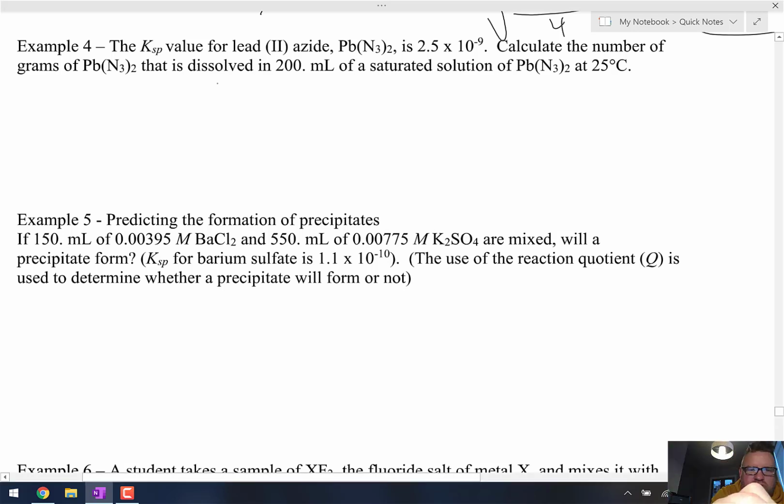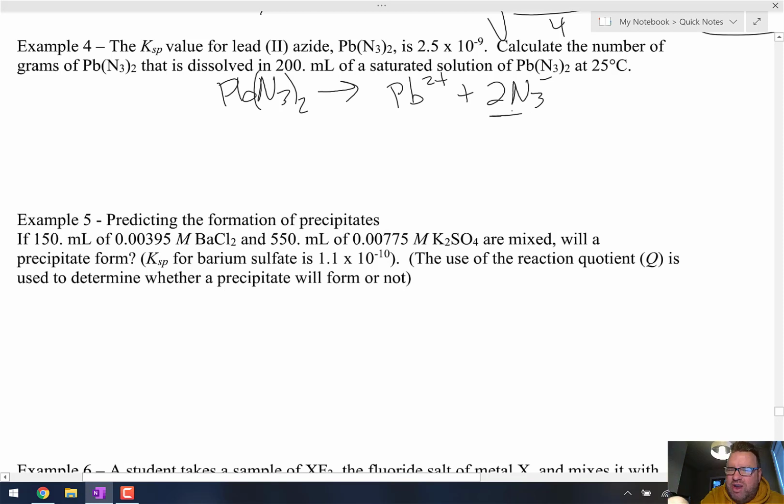So first of all, PbN32 is going to break apart into Pb2 plus and 2 N3 minuses. Again, they're not going to expect you to know that part. This is going to be done a little bit quicker. This is going to be X. This is going to be 2X again.